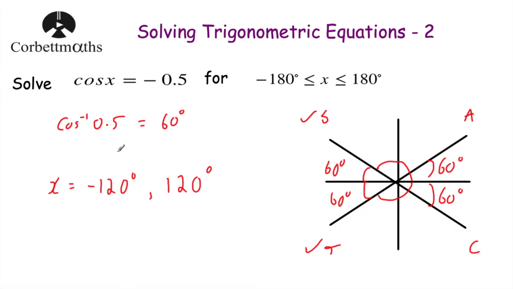Now, if you think back to the cos graph, remember it's symmetrical. You've got that line of symmetry going through the y-axis. So if one solution is going to be 120 degrees, the other one will be negative 120 degrees. Does that make sense there? Okay, let's have a look at another question.